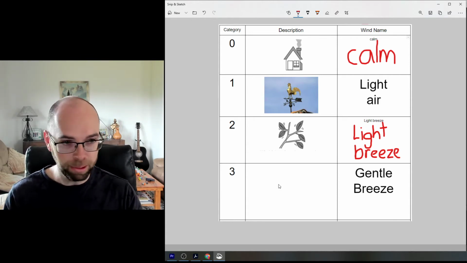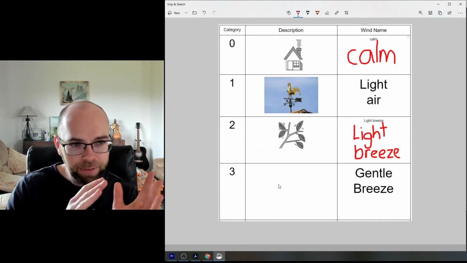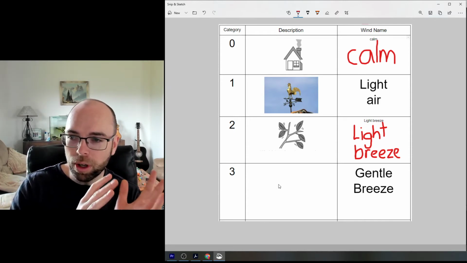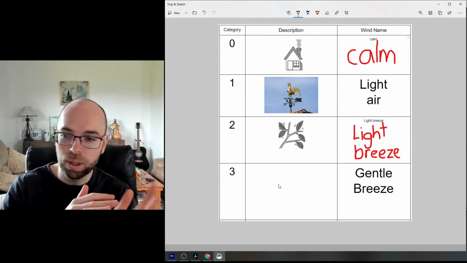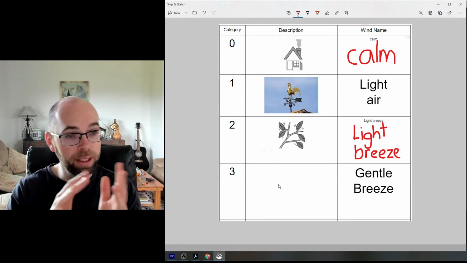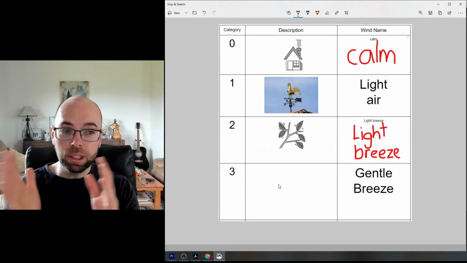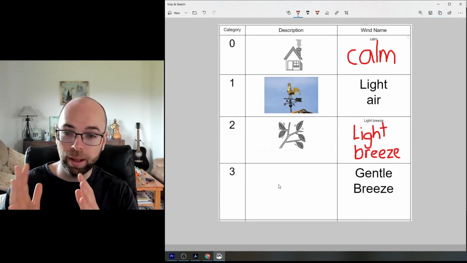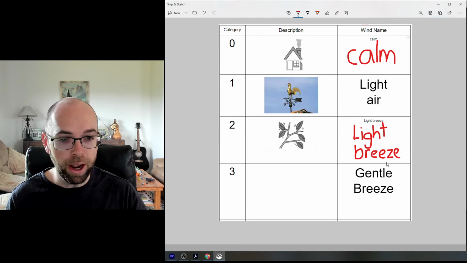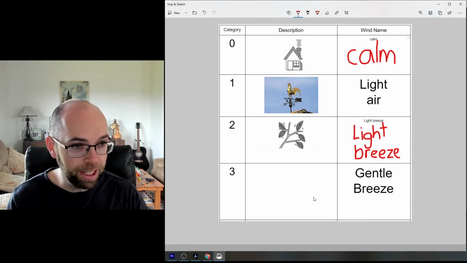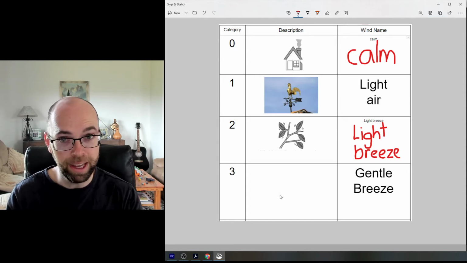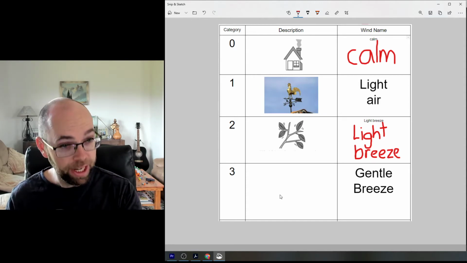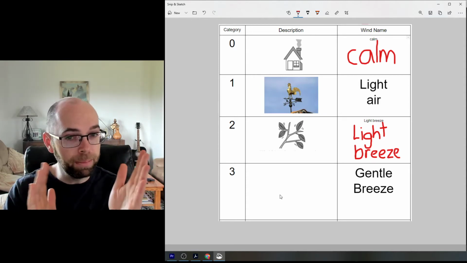And in a gentle breeze, the leaves would still be moving, but also some of the sticks or the twigs, some of the branches will start to move as well. Okay? So the branches will move a little bit more. Okay? So what I want you to do, I've already written the answer. There's a picture here, but that's missing. I want you to draw a picture there of a tree with its branches wobbling a bit.